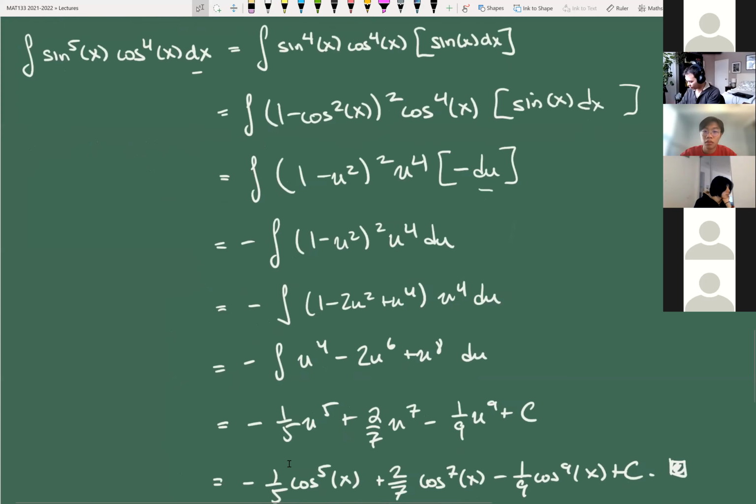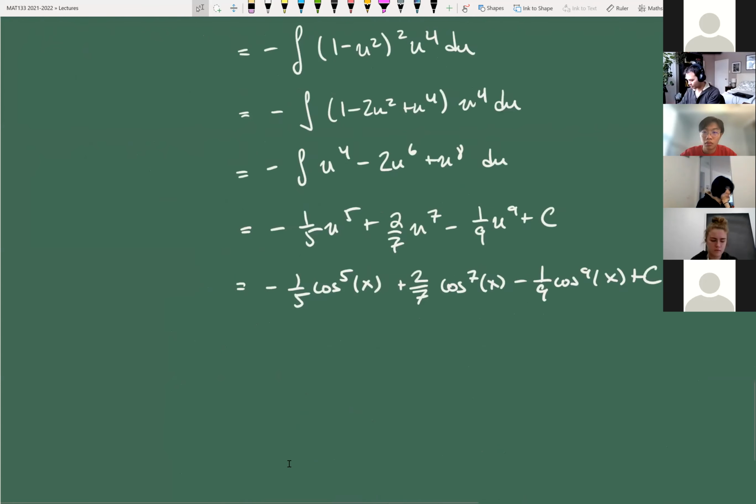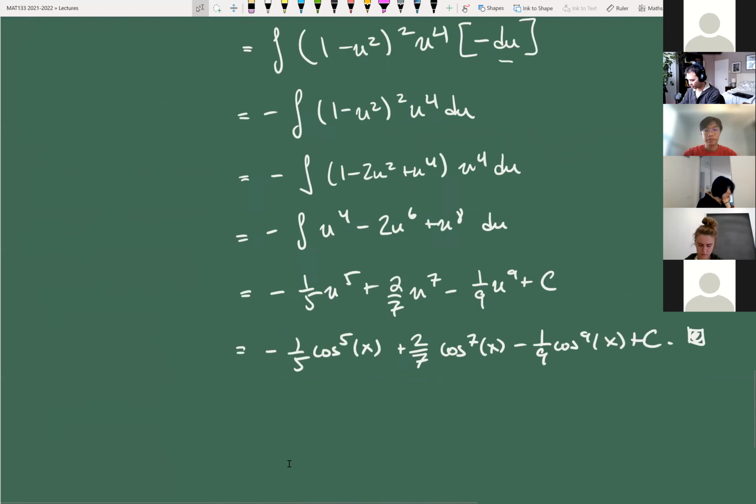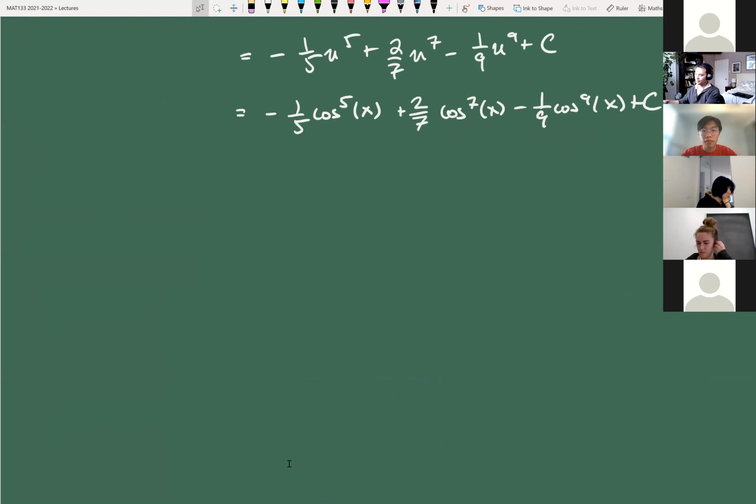All right, so integration by parts next up, and then we're basically done with the integration techniques. So integration by parts.